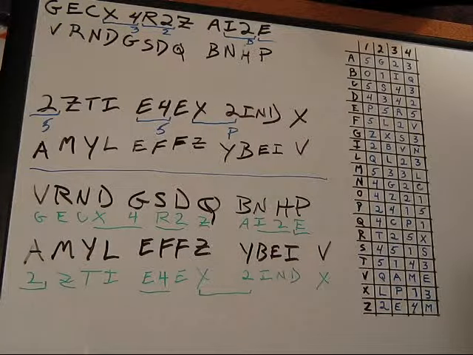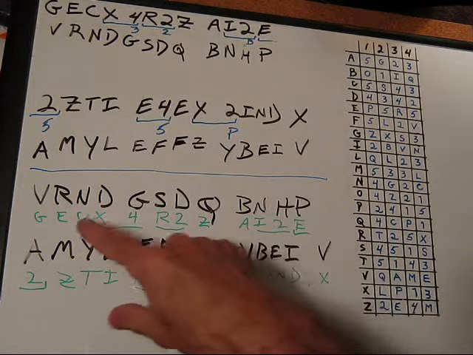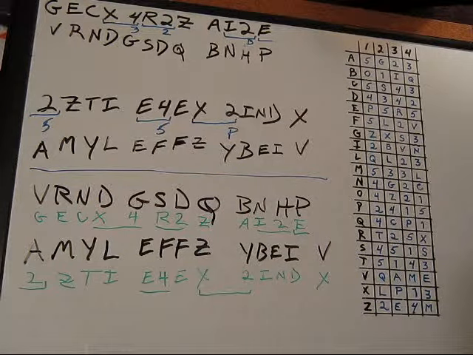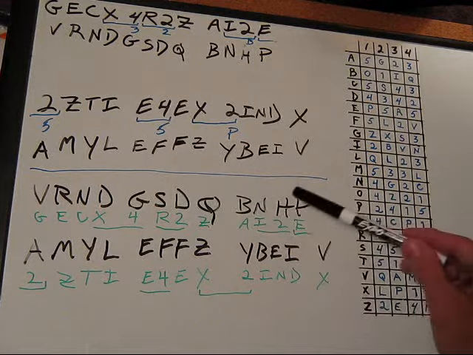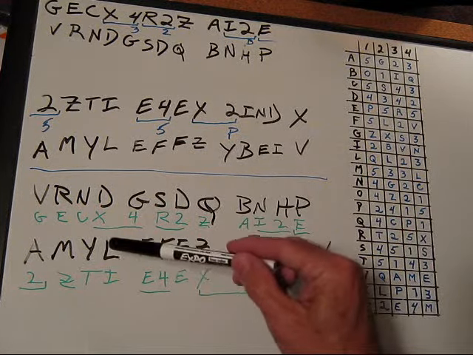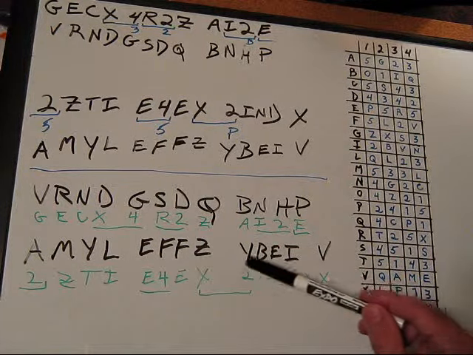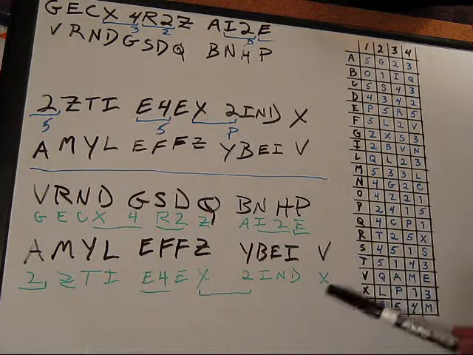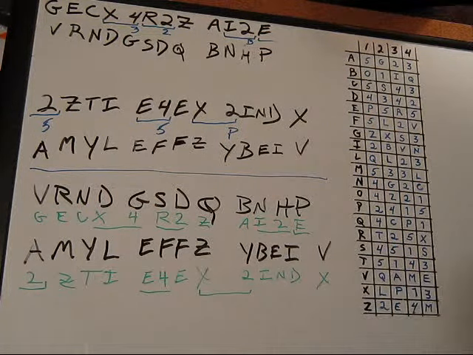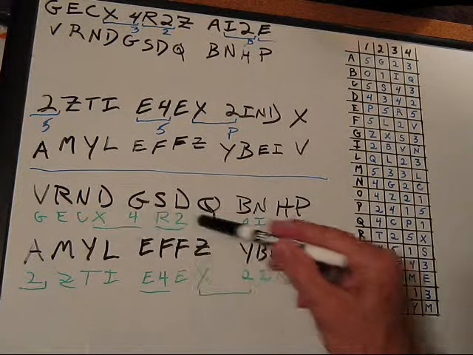And an X. Sorry, but my battery died during the encryption process here while I was filming. So here's the finished encryption, and I just checked it to make sure that it came out right, and it did. So this VRND GSDQ BNHP AMYL EFFZ YBEI V would be the encryption of our original green-eyed cat 33. So we'd end up with, of course, this coming out of it.